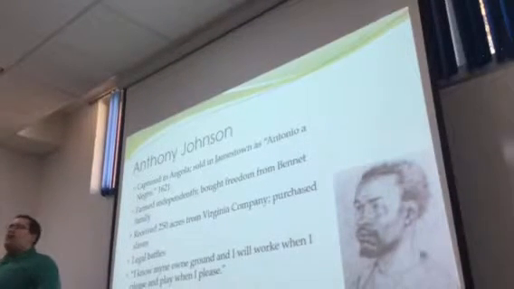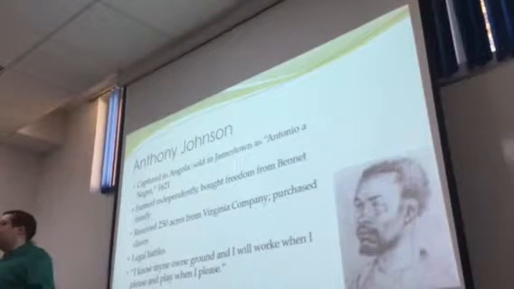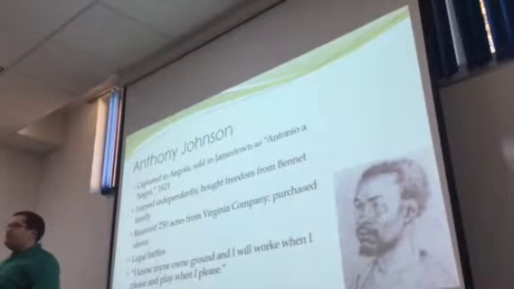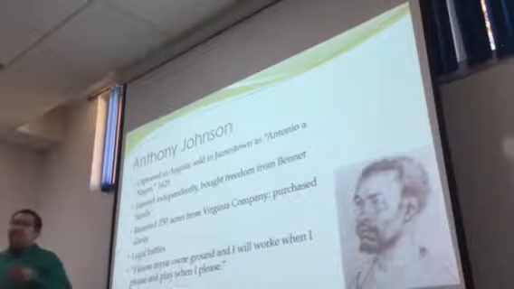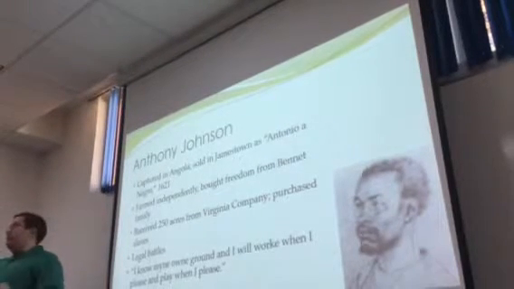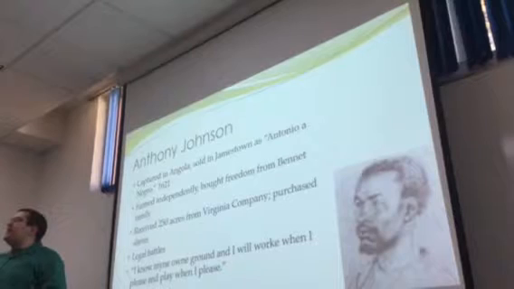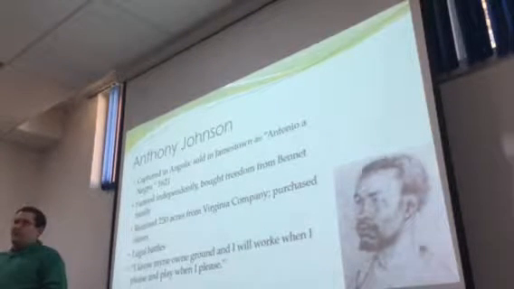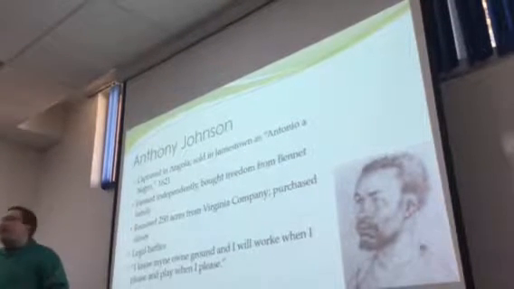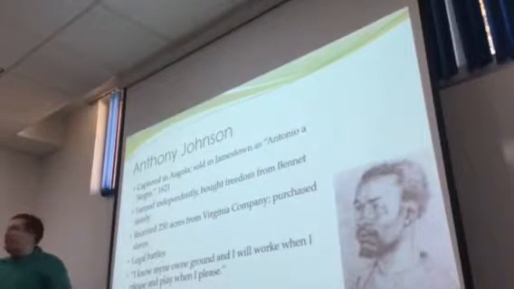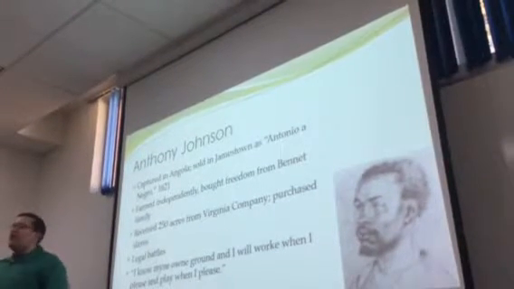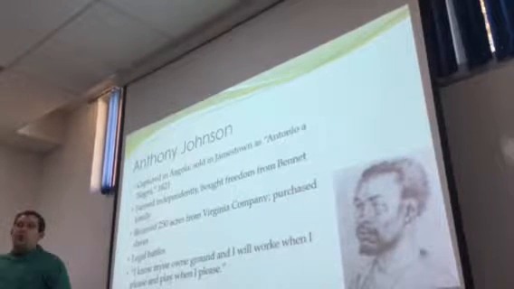So Johnson does that for a while. He gives some crops to his master, eats some of the food himself, sells some of the food and saves up some money, and then he buys his freedom from his master. Now, the next thing Anthony Johnson wants to do, or I guess his name is Antonio at this time, is get some money of his own.